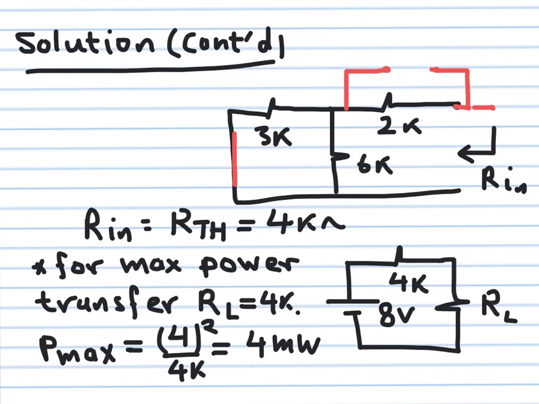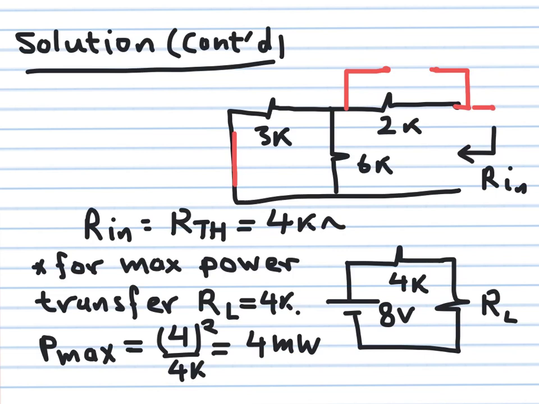Okay, so the power delivered here, you can find in many ways: VI or I squared R or V squared over R. This is 4K, this is 4K, this is 8 volts. I know everything about the circuit, so I know what the power delivered is. So the maximum power you can deliver is 4 milliwatts.